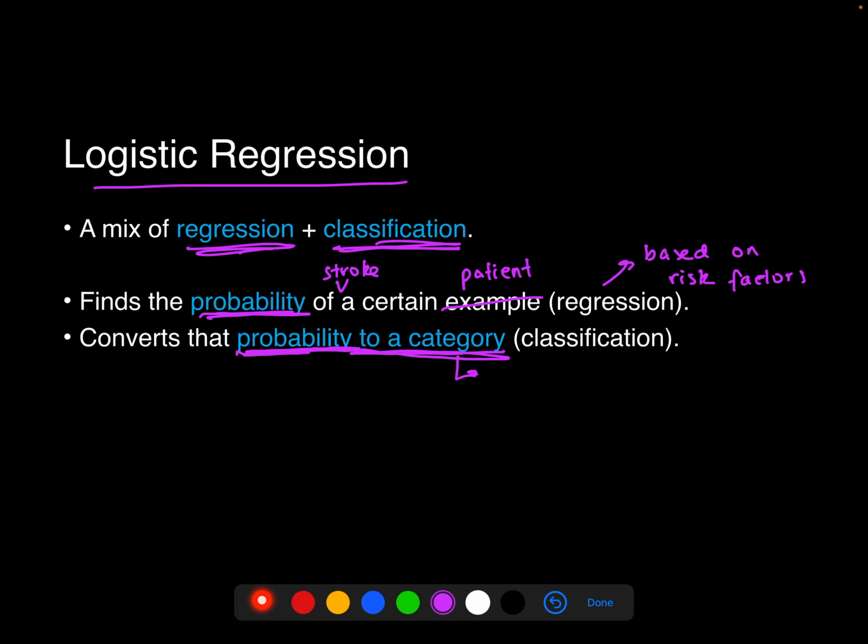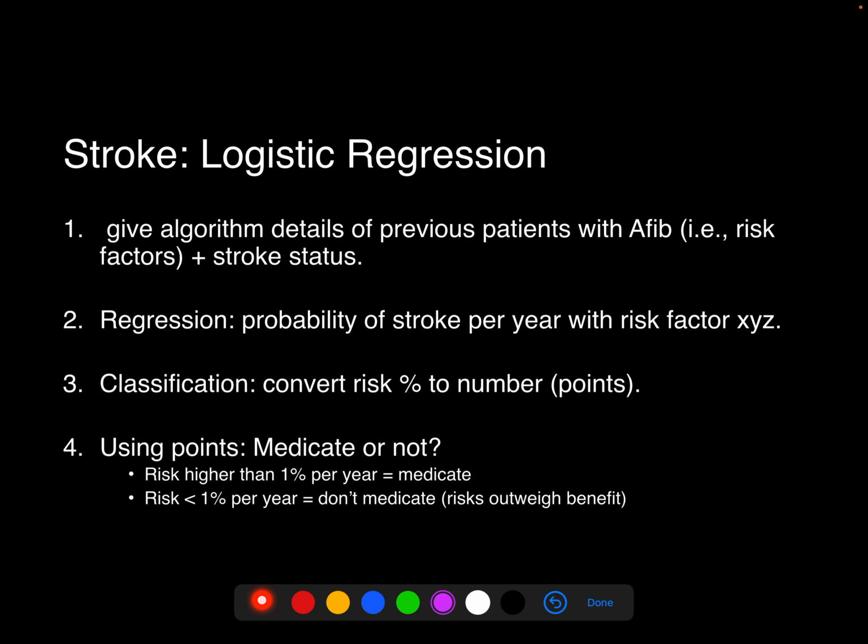And this category are the points, or like points for stroke. Points for stroke, where higher points equals higher risk. And this will make more sense in a second. So here's how we'd use logistic regression algorithm for stroke.